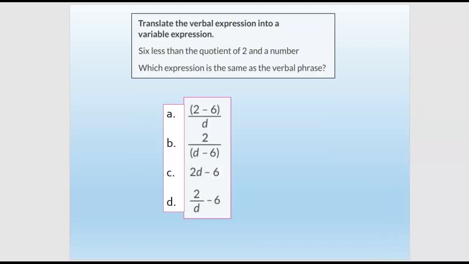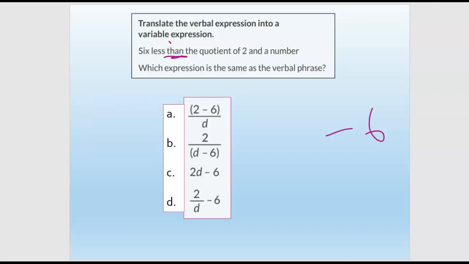Translate the verbal expression into a variable expression. 6 less than. Okay, so less than, not just less, but less than. That tells me whatever the rest is going to be, I'm going to do minus 6. For example, if I just said 6 less than 10, you would write 10 minus 6. If I said 6 less than 100, 100 minus 6. So the minus 6 is going to come at the end here.